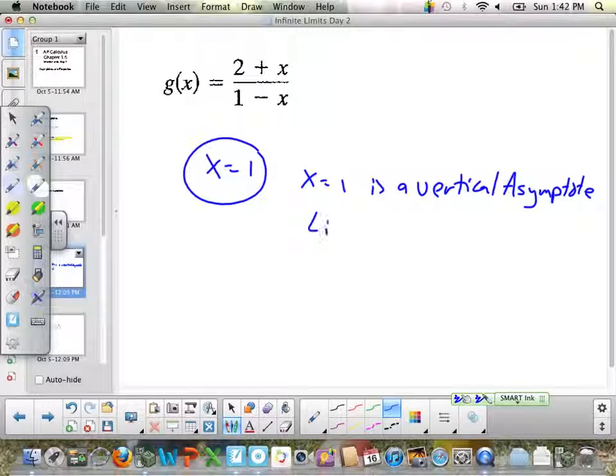And by consequence, or by definition, the limit as x approaches 1 from either the left or the right, one of those should equal infinity. And I believe from the right it equaled negative infinity yesterday. It doesn't matter specifically. The bottom is 0, the top is not, so it's an asymptote.